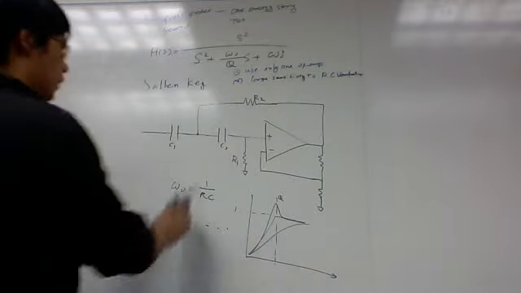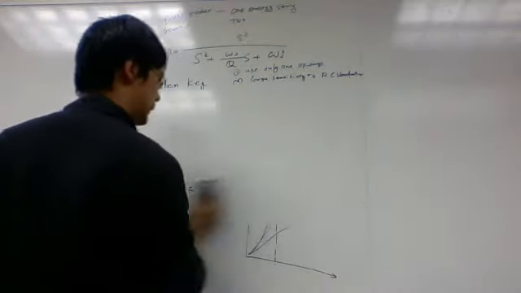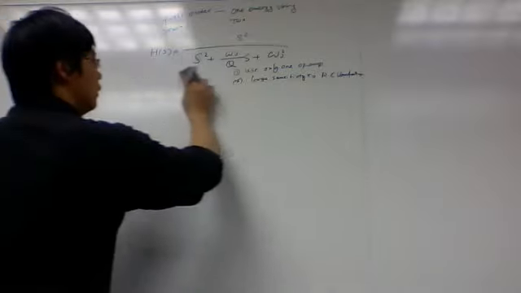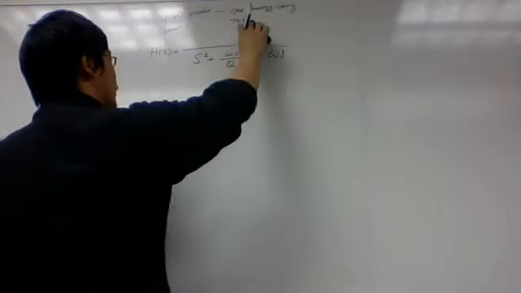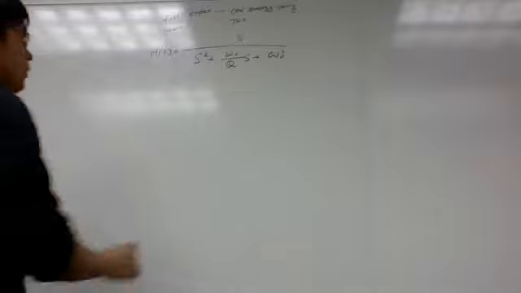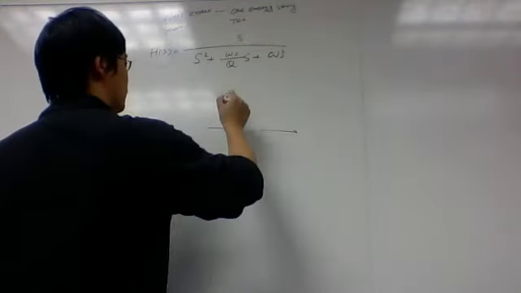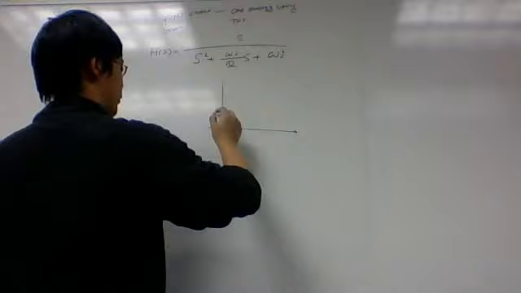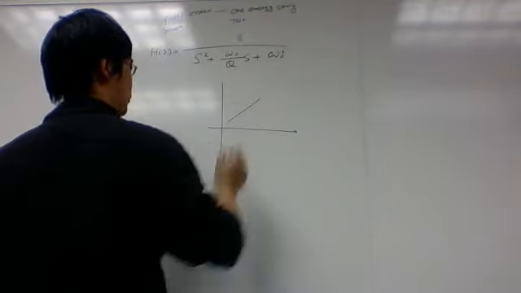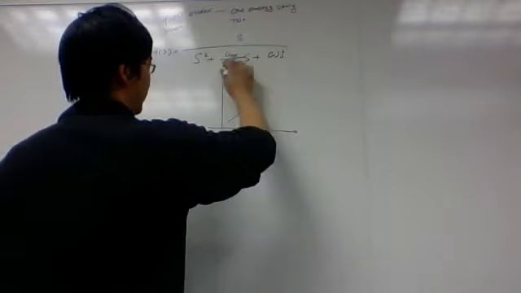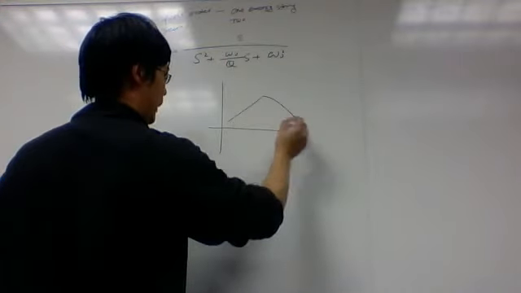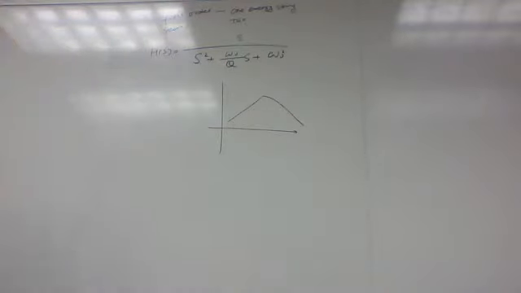Okay. So now let's talk about bandpass. For a bandpass, you need something like this. So basically, you have a zero at the origin, you go up 20 dB per decade, then you hit a complex conjugate pole, so you drop back 20 dB per decade. Okay. So that's what you have.